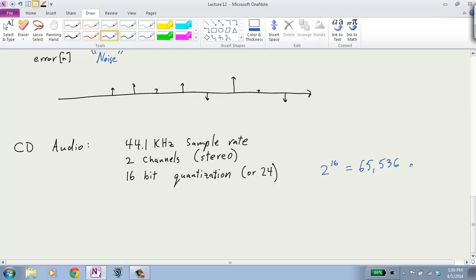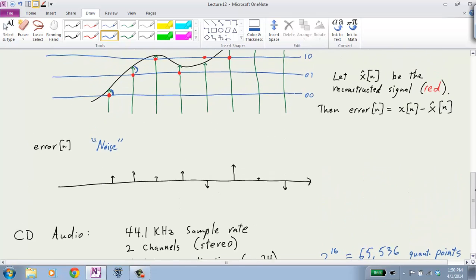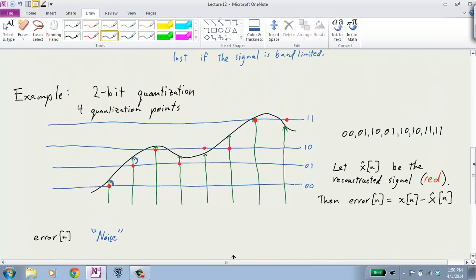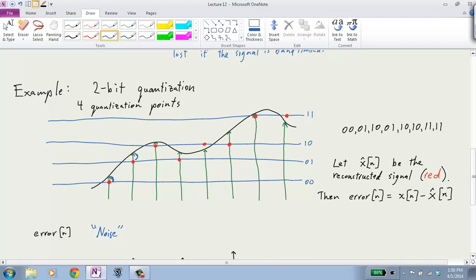That many quantization points. Okay, I drew a picture of 2 bits, 4 quantization points, up here, right? You actually have 65,000 quantization points in CD audio, even if you're just using 16 bits. So maybe that seems like way more than enough. The error is going to be very small, okay? And we won't hear it, hopefully.